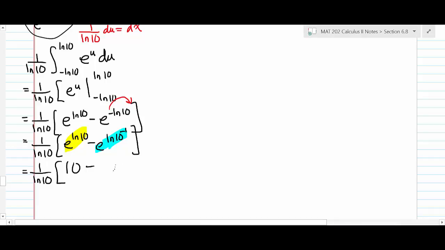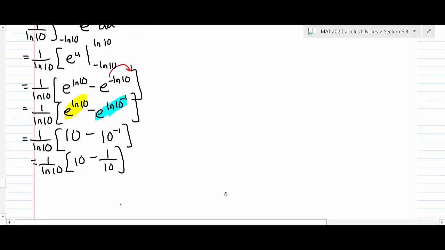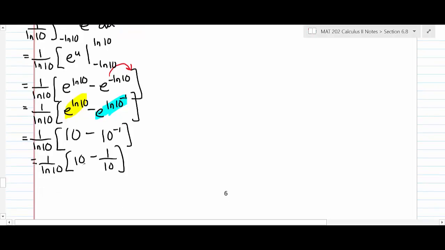You can write this step, or you can save a step if you want to. So it looks like you'd have 1 over ln 10 times 10 minus 1 over 10. Then you could get a common denominator and work that out. So that would be 1 over ln 10, get a common denominator there. That would be 100 over 10 minus 1 over 10. So that looks like 1 over ln of 10 times 99 over 10.